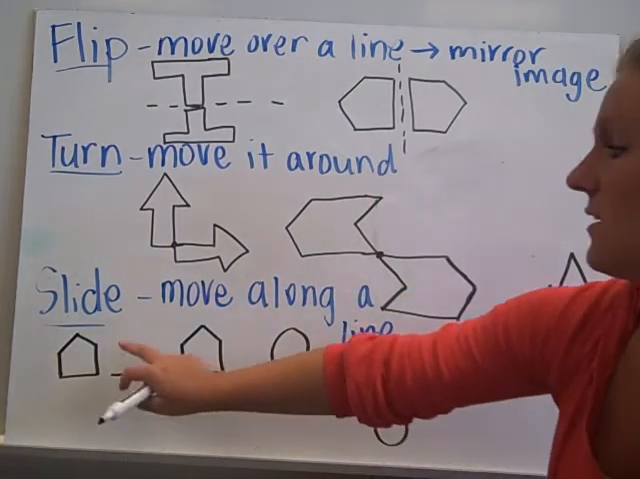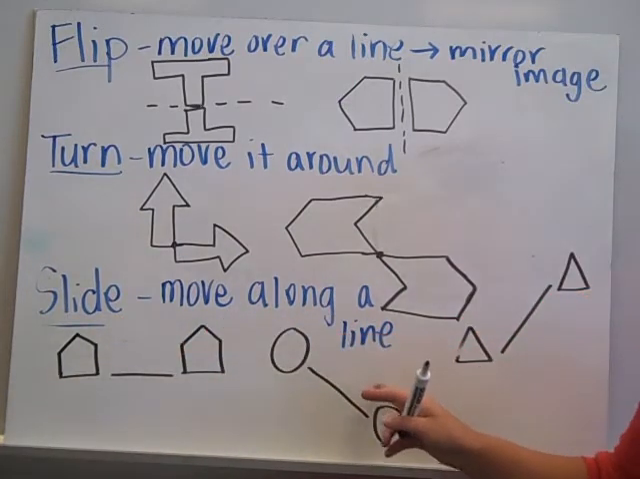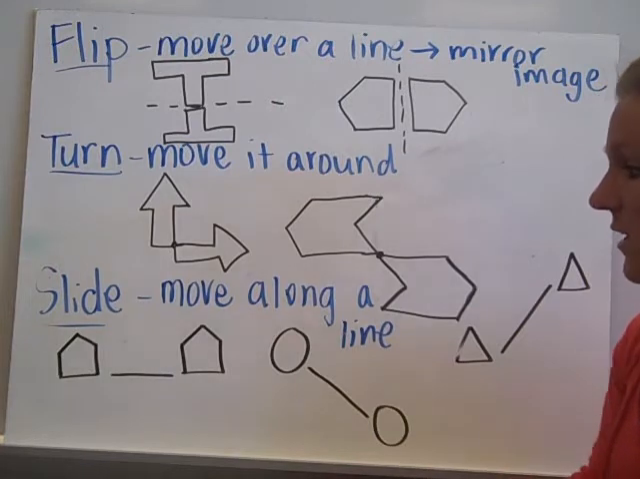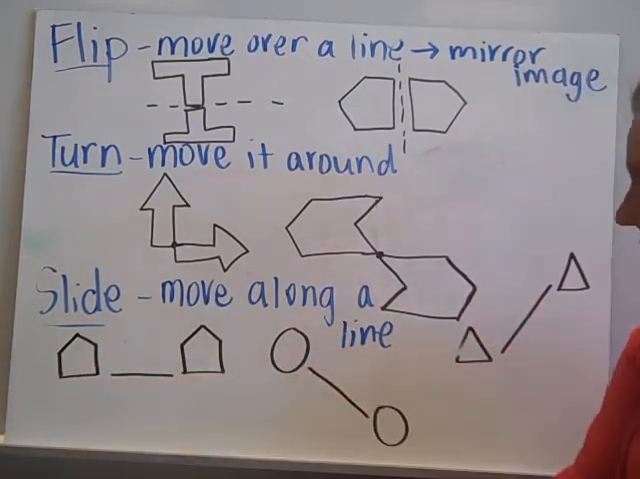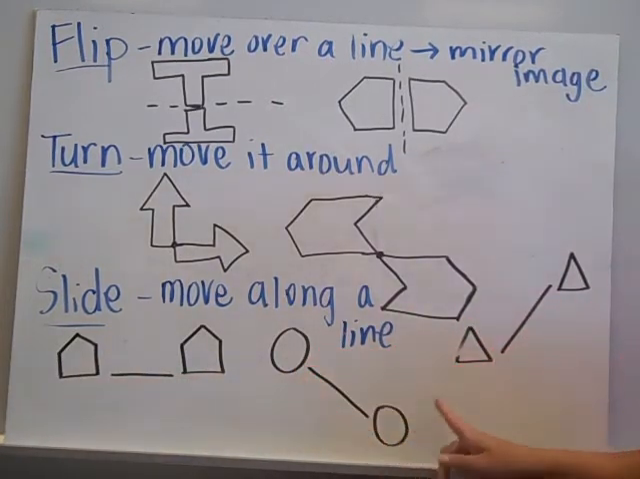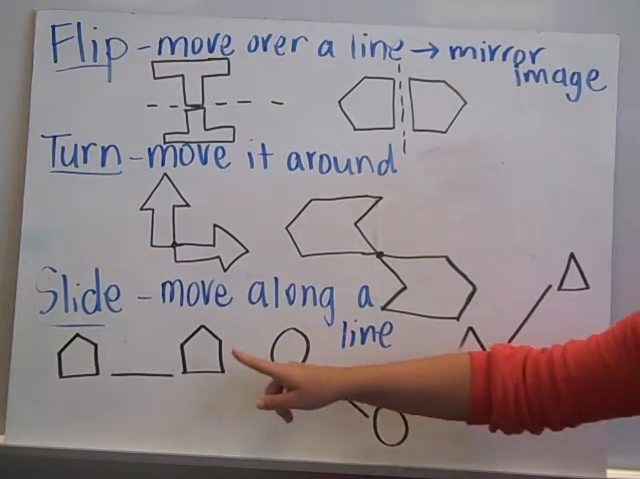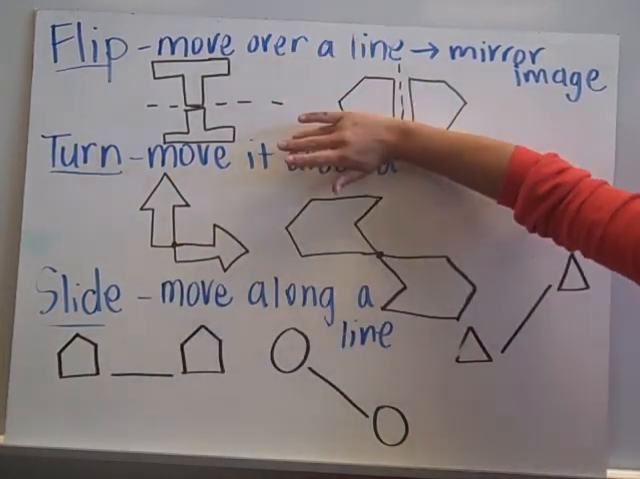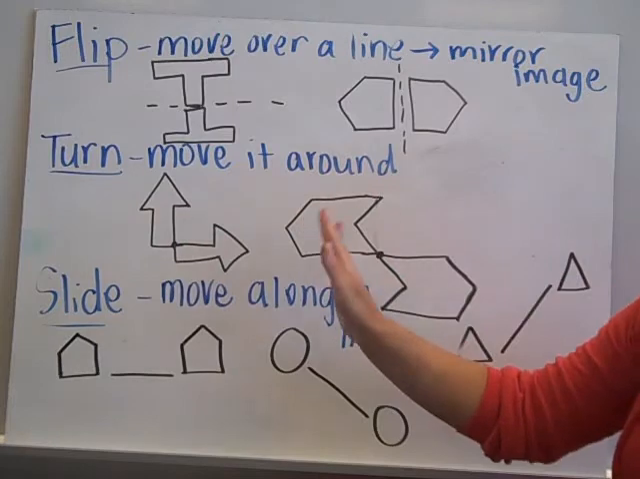Okay, and the last thing I can do is slide or just move along a line. Notice this shape when you slide does not change at all. Okay, so I could slide it directly across, I could slide this circle down, or I could slide the triangle up. But notice that these shapes did not change, and these did. Okay, you get the mirror image or the opposite, and here you've changed the direction it's facing.